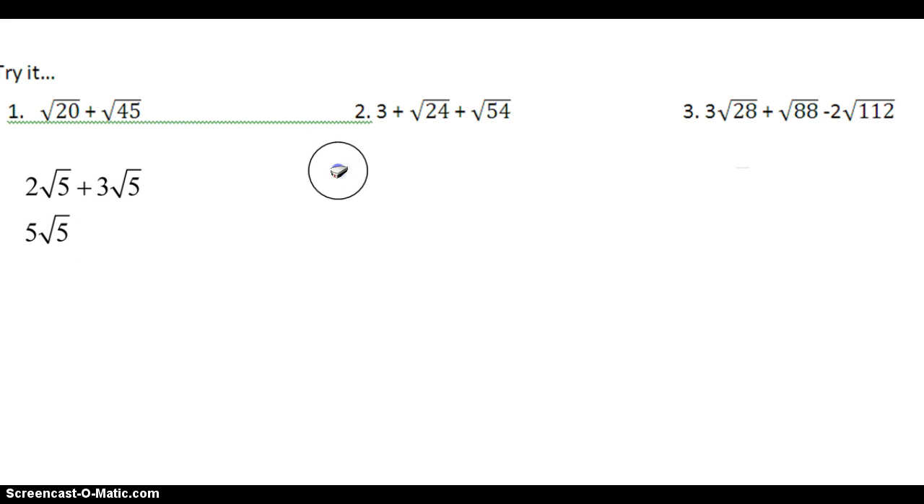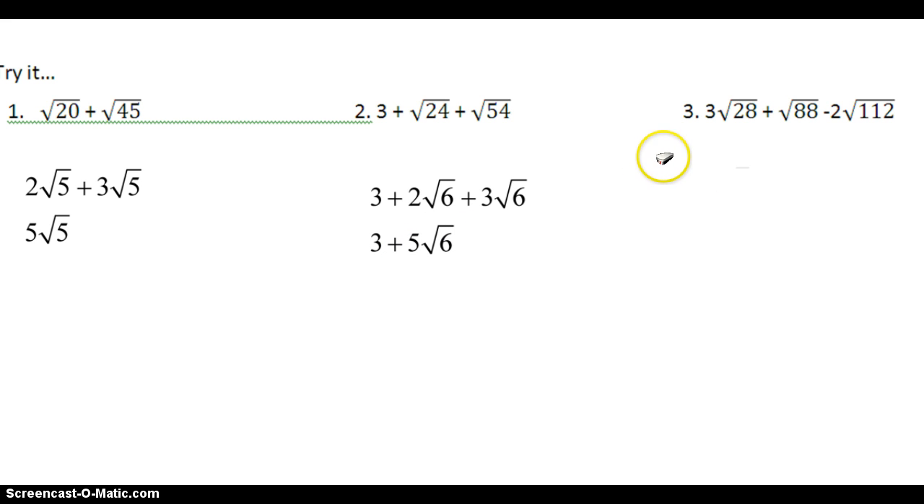In example 2, we have 3 plus 2 root 6 plus 3 root 6. The like terms we can add together are those with the radicands of 6. So our final answer is 3 plus 5 root 6.